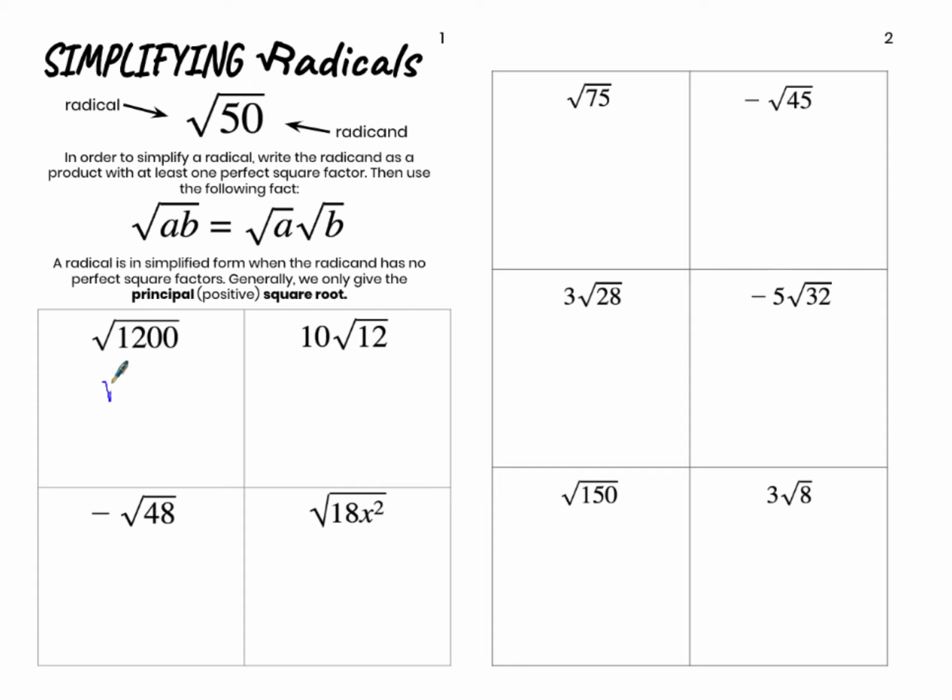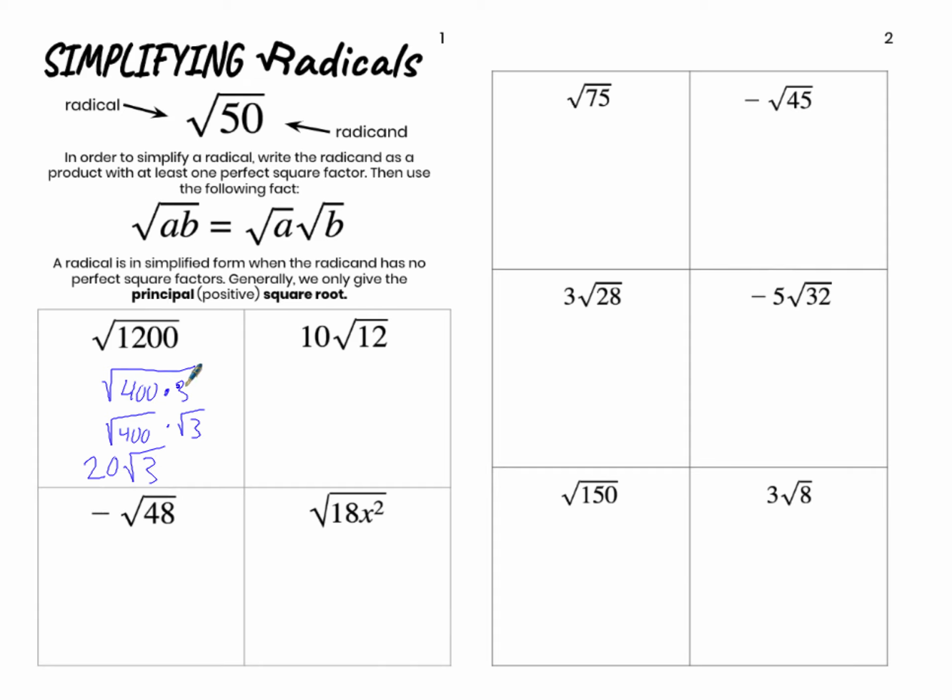I can identify that this one is the square root of 400 times 3, where 400 is a perfect square. And then I can say that the square root of 1200 is the square root of 400 times the square root of 3. Those are equivalent. And the square root of 400 is just 20 radical 3. 3 is not a perfect square. It has no perfect square factors, so I am done.